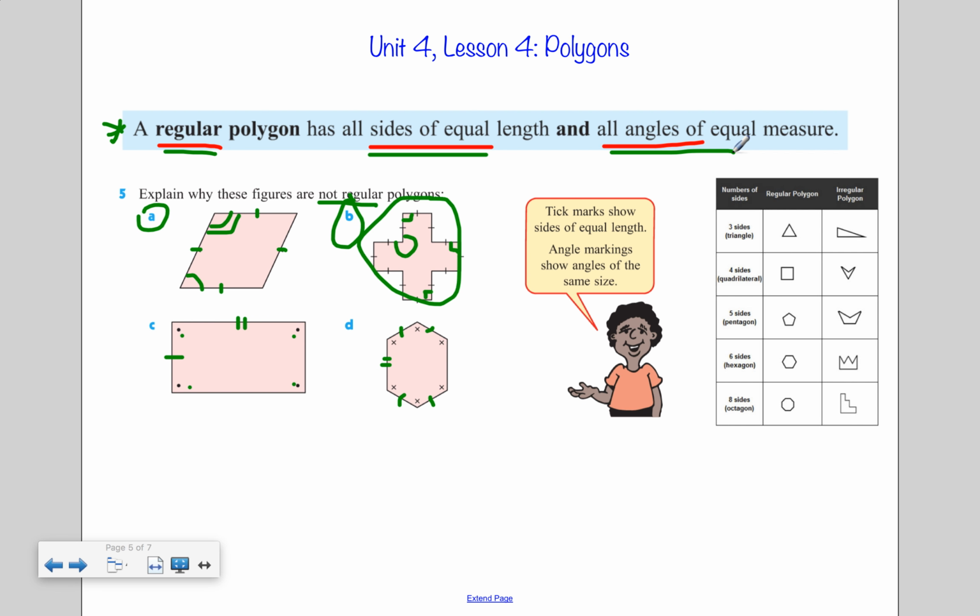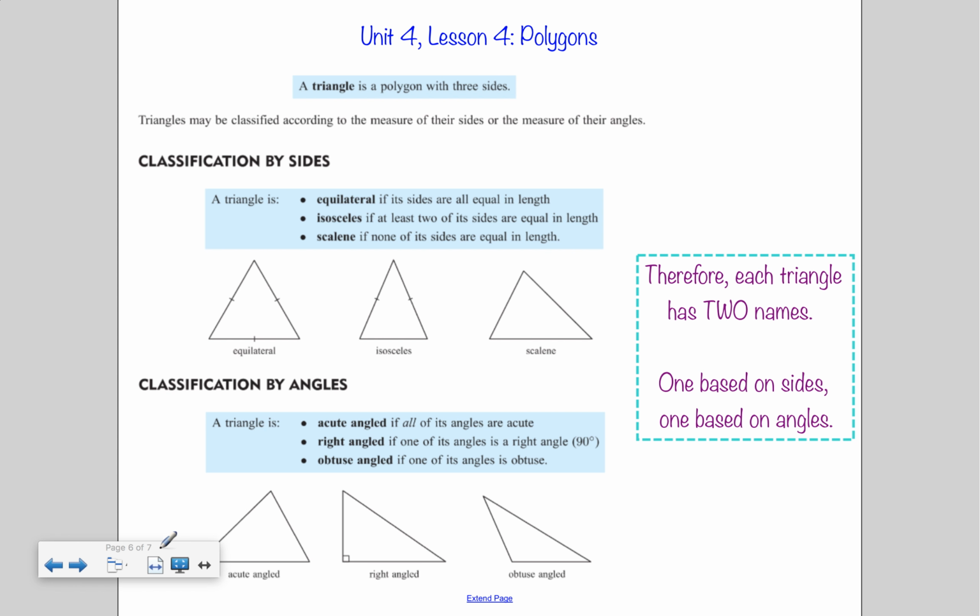Okay, and lastly in this lesson, we're going to talk a little bit about triangles specifically. Triangles are special because they have lots of different names. We can classify a triangle based on its sides. What is happening to the actual lengths of the sides of the figure?